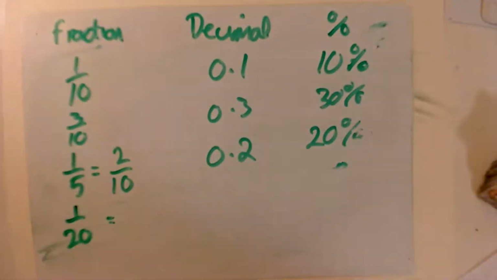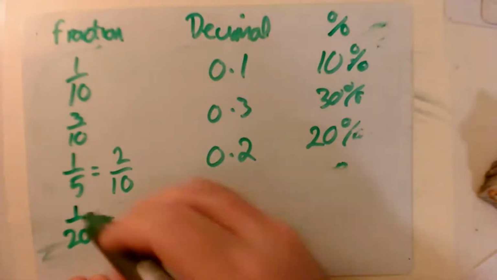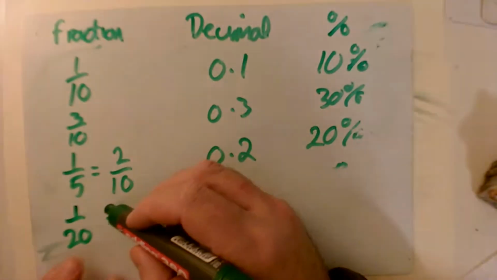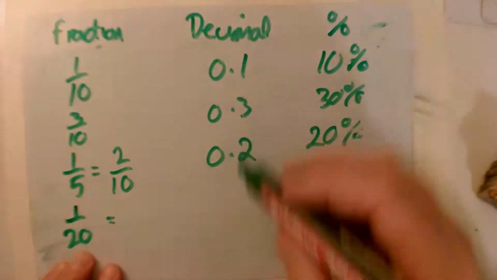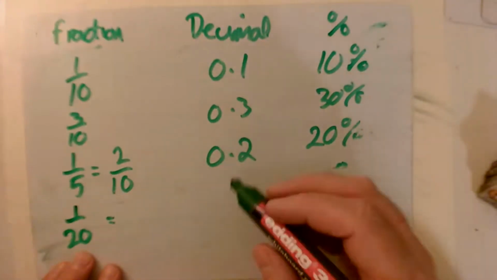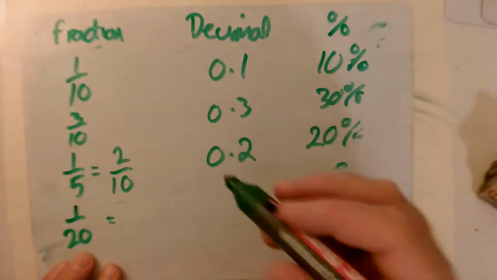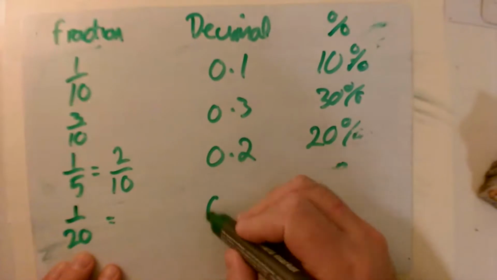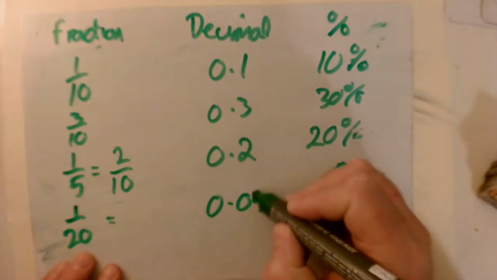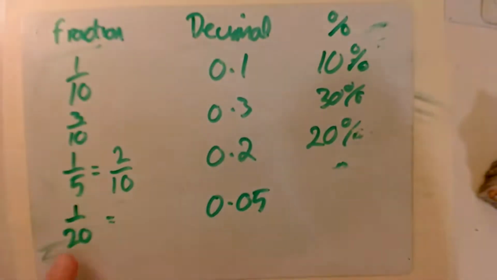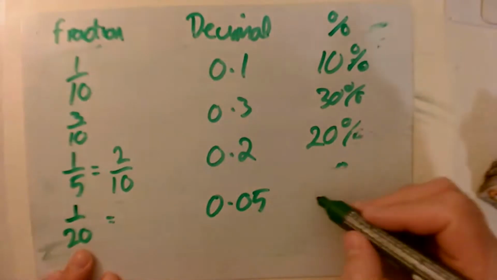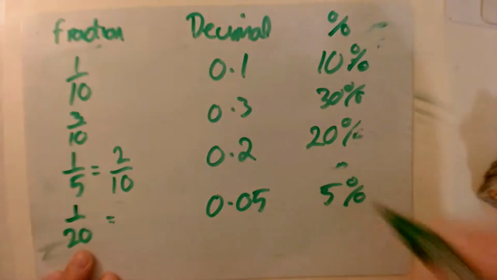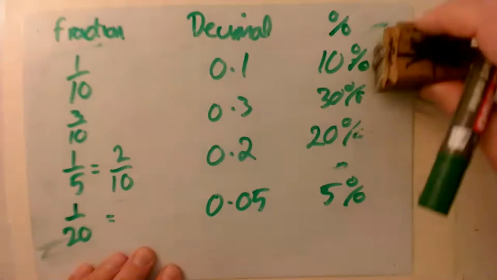So if we've got that, what do we reckon 1/20th would be? Have a think about that. What would 1/20th be? It's amazing how many people put 0.5, but it's going to be 0.05. I'll show you a little more about why that is later on. 0.05, and that's 5%. I think we'll just do a few more.